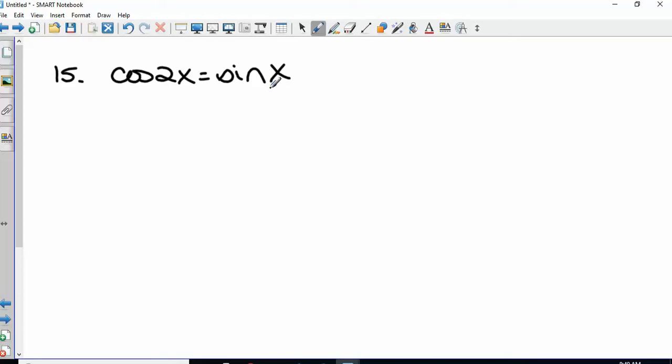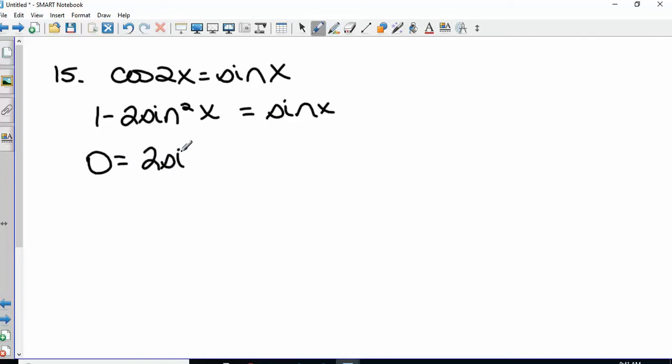So look at your flip chart. Since we have a cosine 2x, you want to go to the double angles. And what can I replace cosine 2x with? So you have three options. We picked this one because my other trig function is a sine. So now this is like a quadratic, so we need to set it equal to 0. I like my square term to be positive, so I'm going to add that over and subtract my 1.